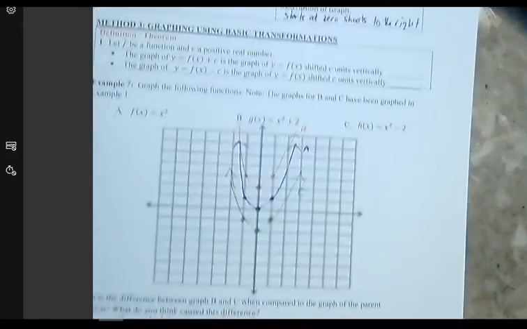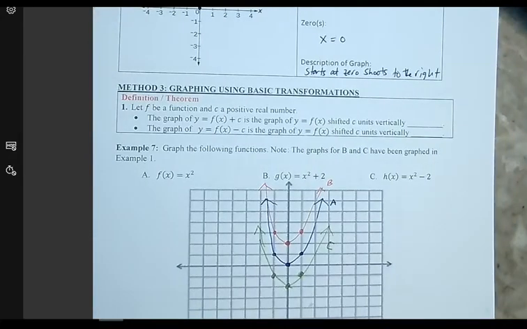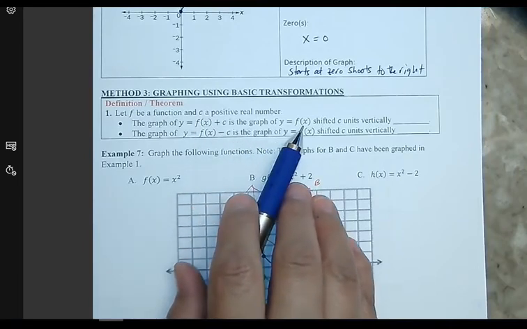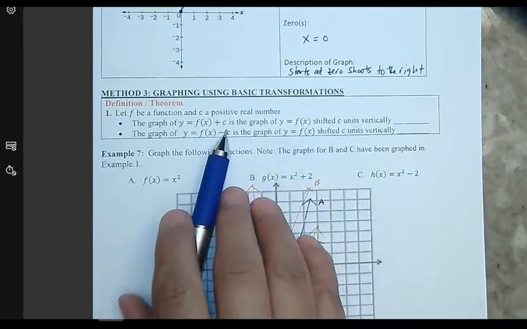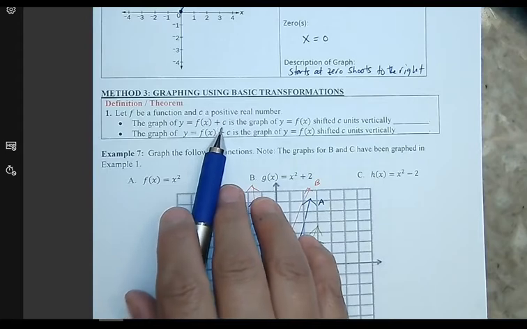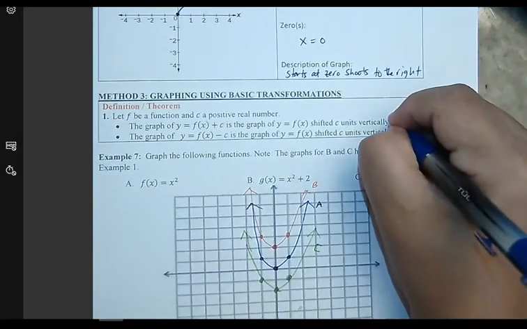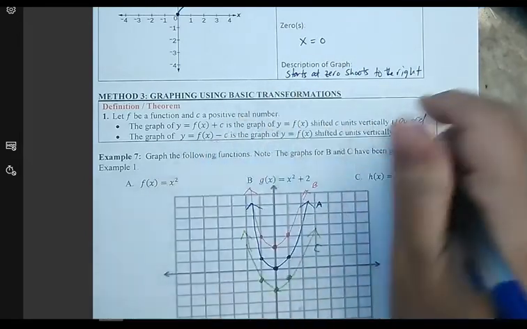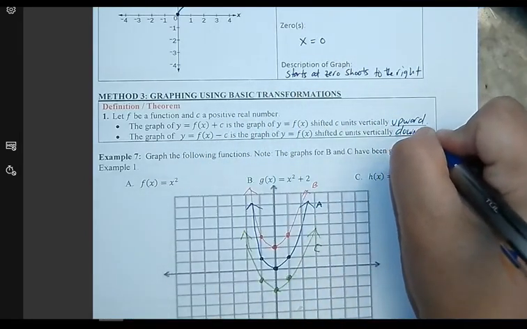Okay, so if we go back to the definitions, we have the graph of y equals f of x plus c is a graph of y equals f of x shifted c units vertically upward. So the plus c means that your graph will move upward. If we're subtracting a number, then the graph is going to move downward.